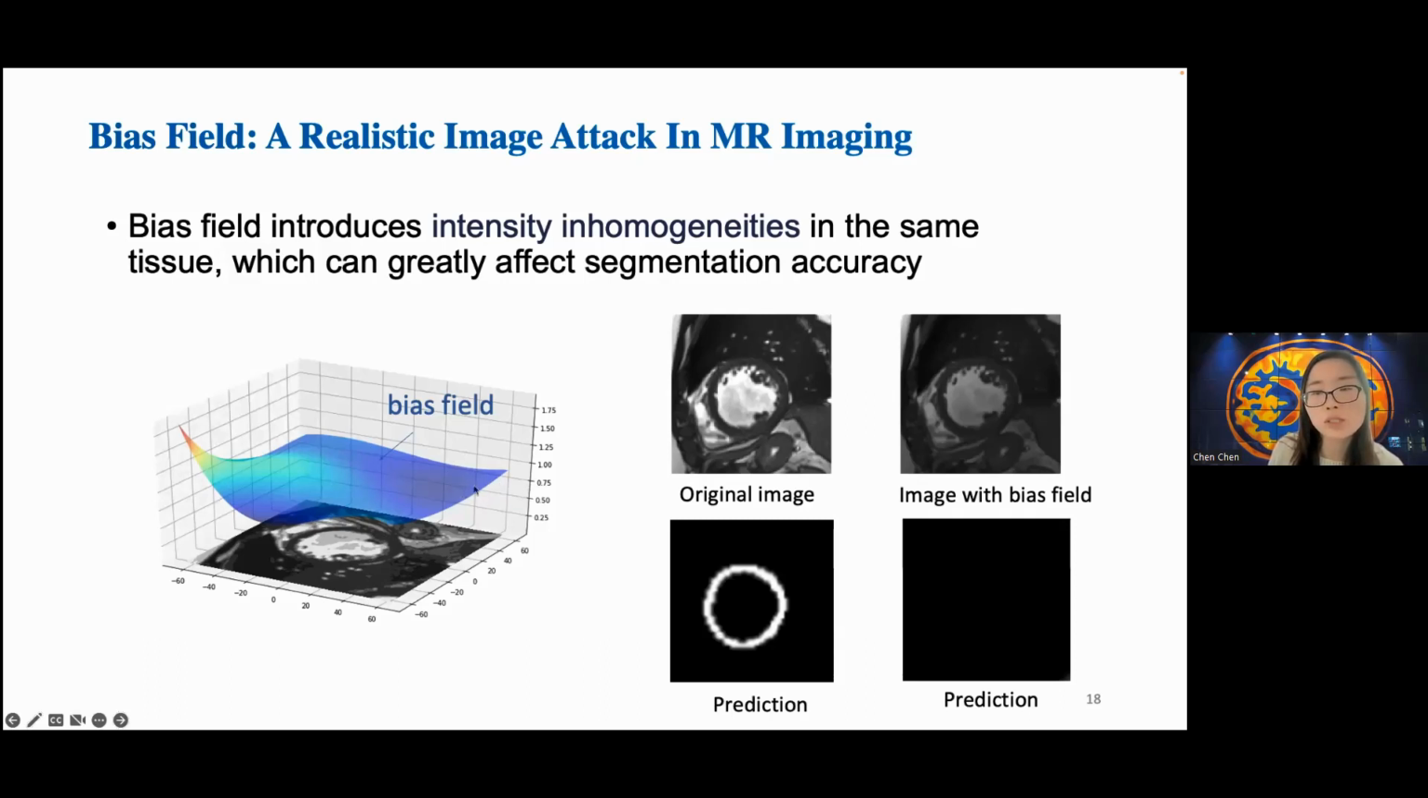Such a low-frequency signal, which varies smoothly across the image, can produce challenges for the model to generalize well. As you see here, if we perturb the image with some bias field, it affects the grayscale and the intensity distributions even within the same tissue. As a result, the AI model can fail to recognize the shape of the myocardium. So we would like to model such challenging bias fields, with the hope that the network can learn more robust features against potential signal perturbations.